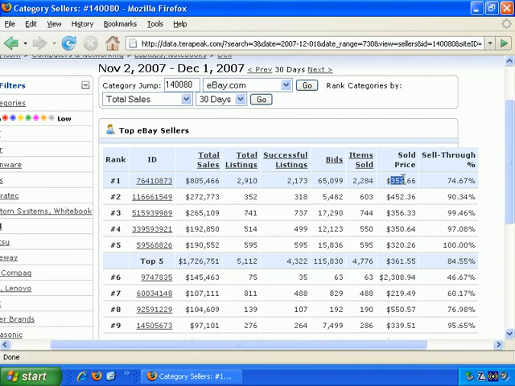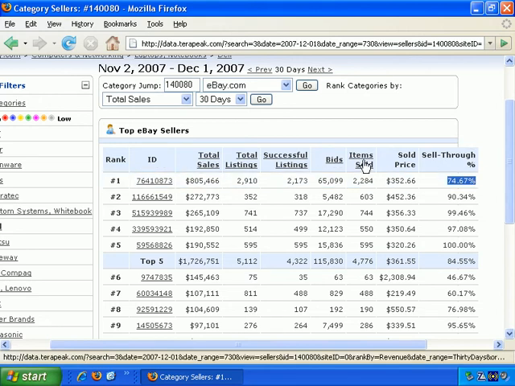Sold price, this must work out as the average sold price. And I just double-checked that with a calculator, and it is. The average is the total sales divided by the number of items sold. And the sell-through rate, which is of course the percentage of successful auctions against total auctions, is 74.67%. Again, you can sort these columns if you wish by bids, successful listings, and so on.